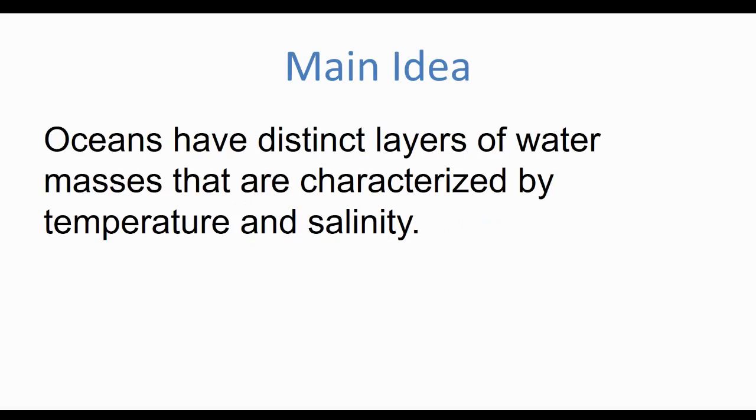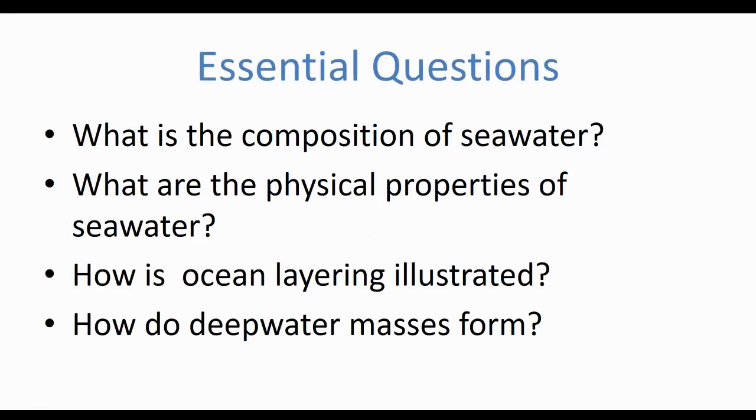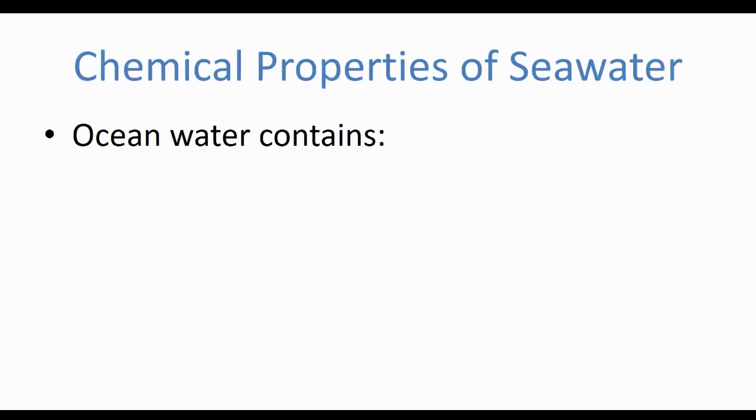The main idea of this video is that oceans have distinct layers of water masses that are characterized by temperature and salinity. Essential questions are the following. What is the composition of seawater? What are the physical properties of seawater? How is ocean layering illustrated? And how do deep water masses form?